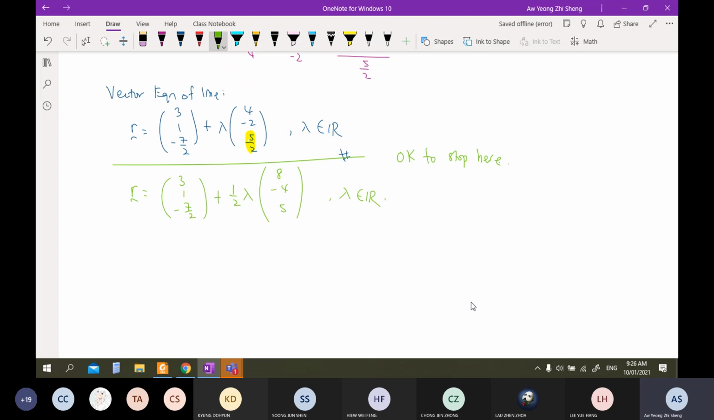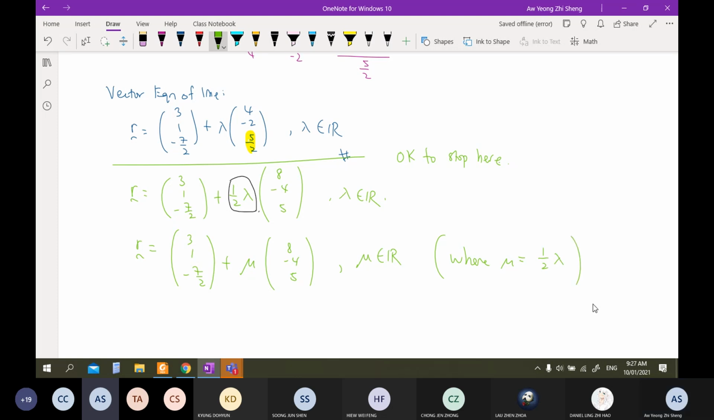Then the next thing you would do is replace your half lambda by a new symbol. So that you have r equals (3, 1, -7/2) plus, let's call it mu, (8, -4, 5), where now mu takes all real values. And here you say where mu is used to replace half lambda. Such kind of renaming of parameter is allowed to be done.